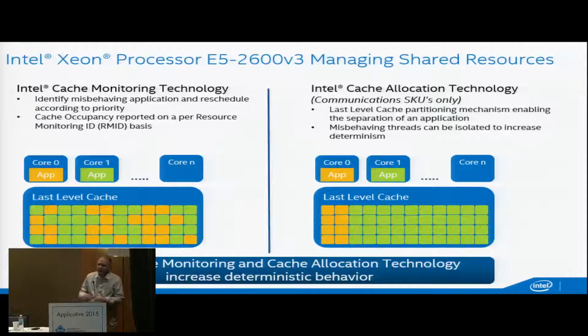So here is some fun stuff. We call it cache monitoring technology, which we started with Haswell. It monitors your L3 cache. There isn't that much time to go through it. Essentially, just in a couple of lines, we have cache monitoring technology and cache allocation technology. Cache monitoring monitors your cache. It is a 20-way cache, right? So that's 20 ways.